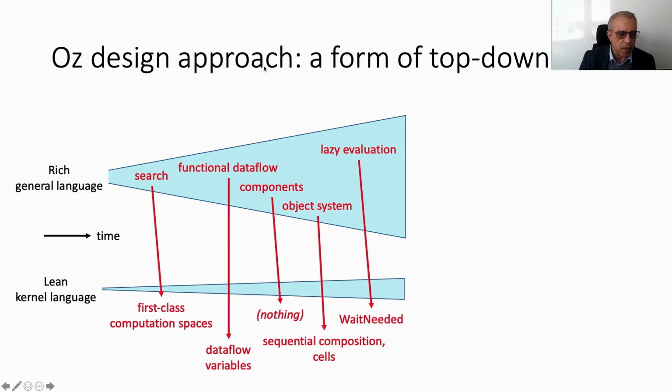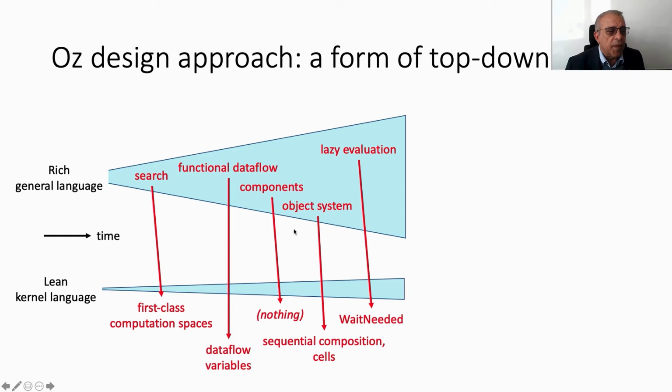A lean kernel language is based on the concepts of procedures as first-class values and the constraint store, and we add a few concepts to this kernel language on top of that to be able to support what we want to achieve. So, for example, to be able to do problem solving, constraint solving, and search, we introduce first-class computation spaces, and that will be explained a little bit later. To be able to do functional data flow, we introduce threads, and of course the data flow variables. These are the basis of Oz. We can have components, object system, and lazy evaluation. The object system is based on allowing mutable abstract data types and also sequential composition.